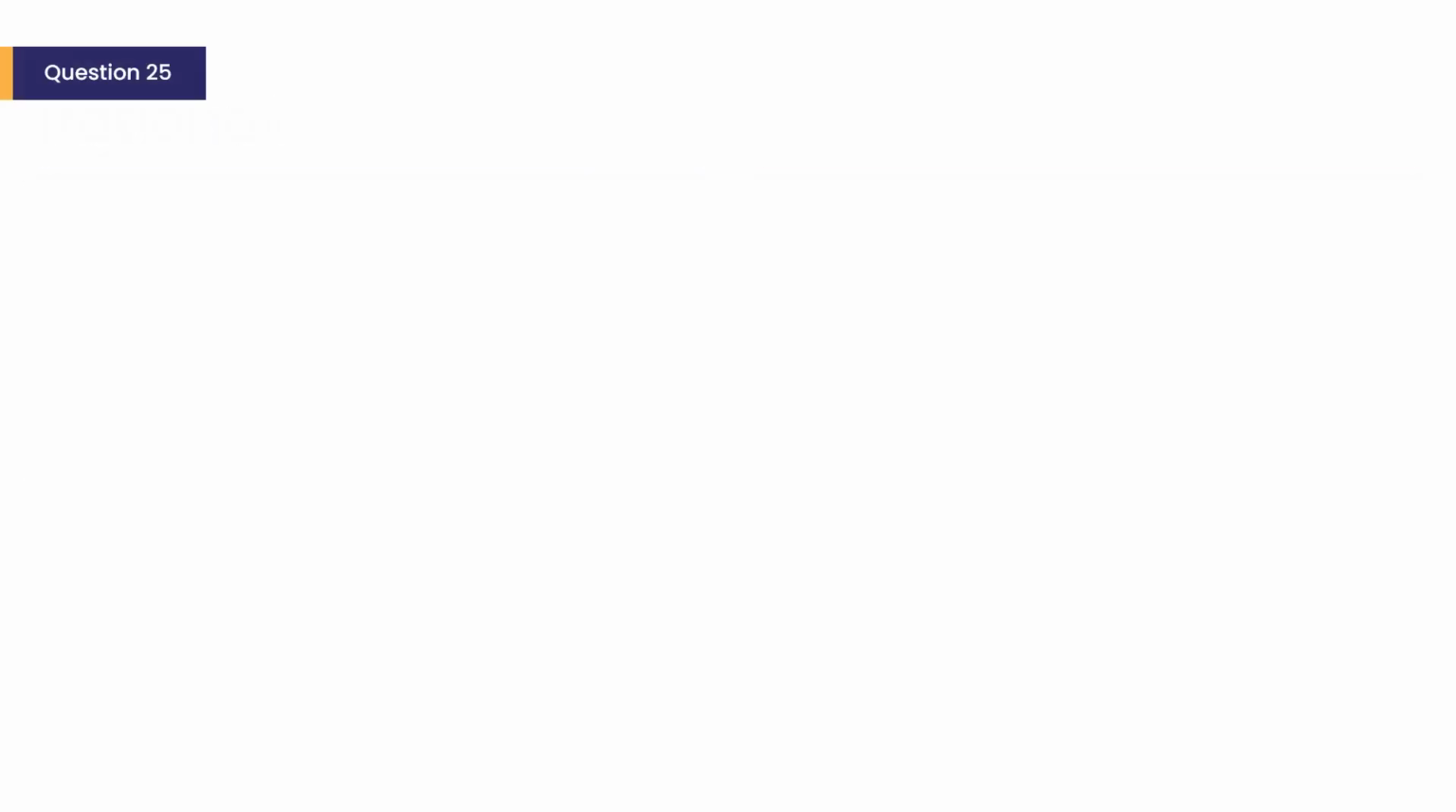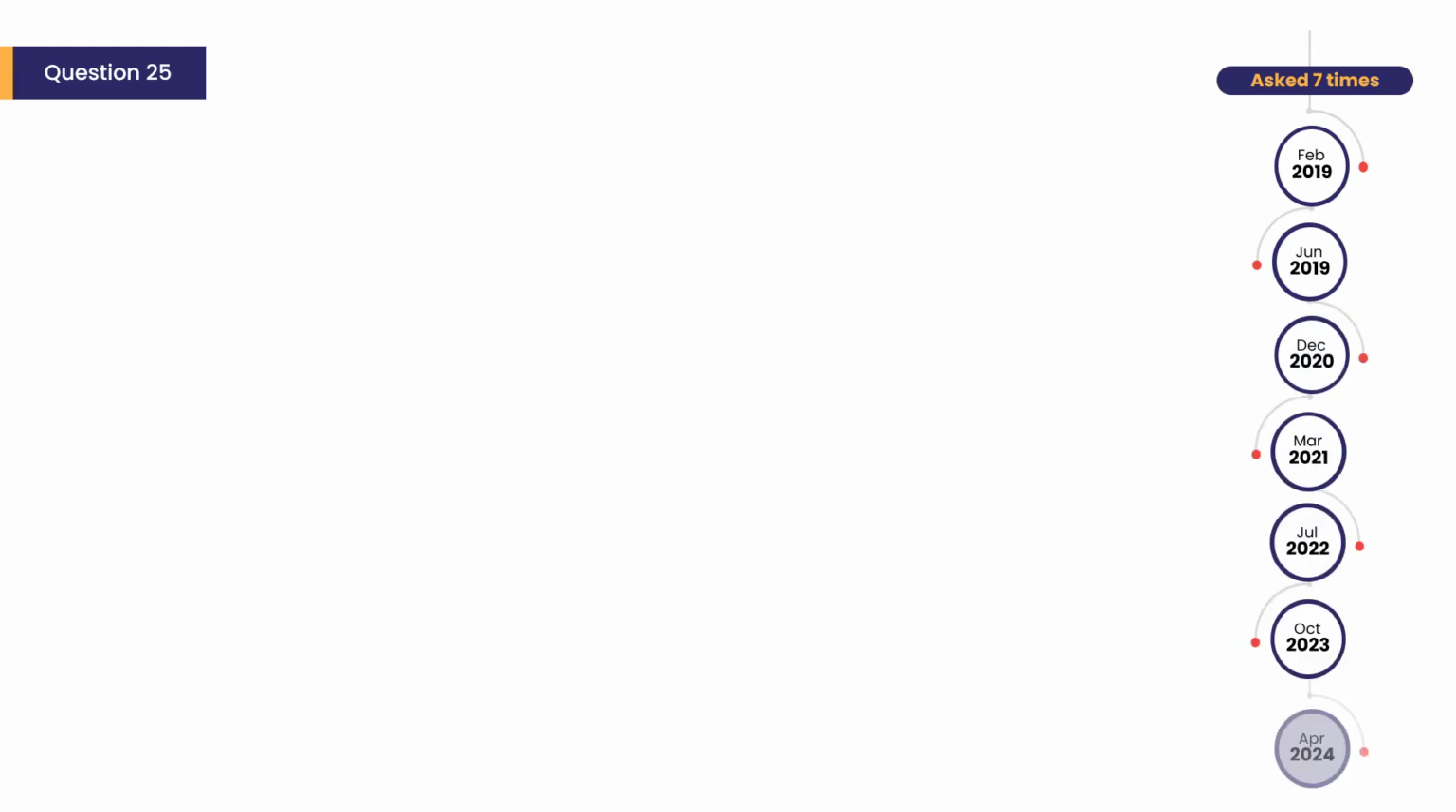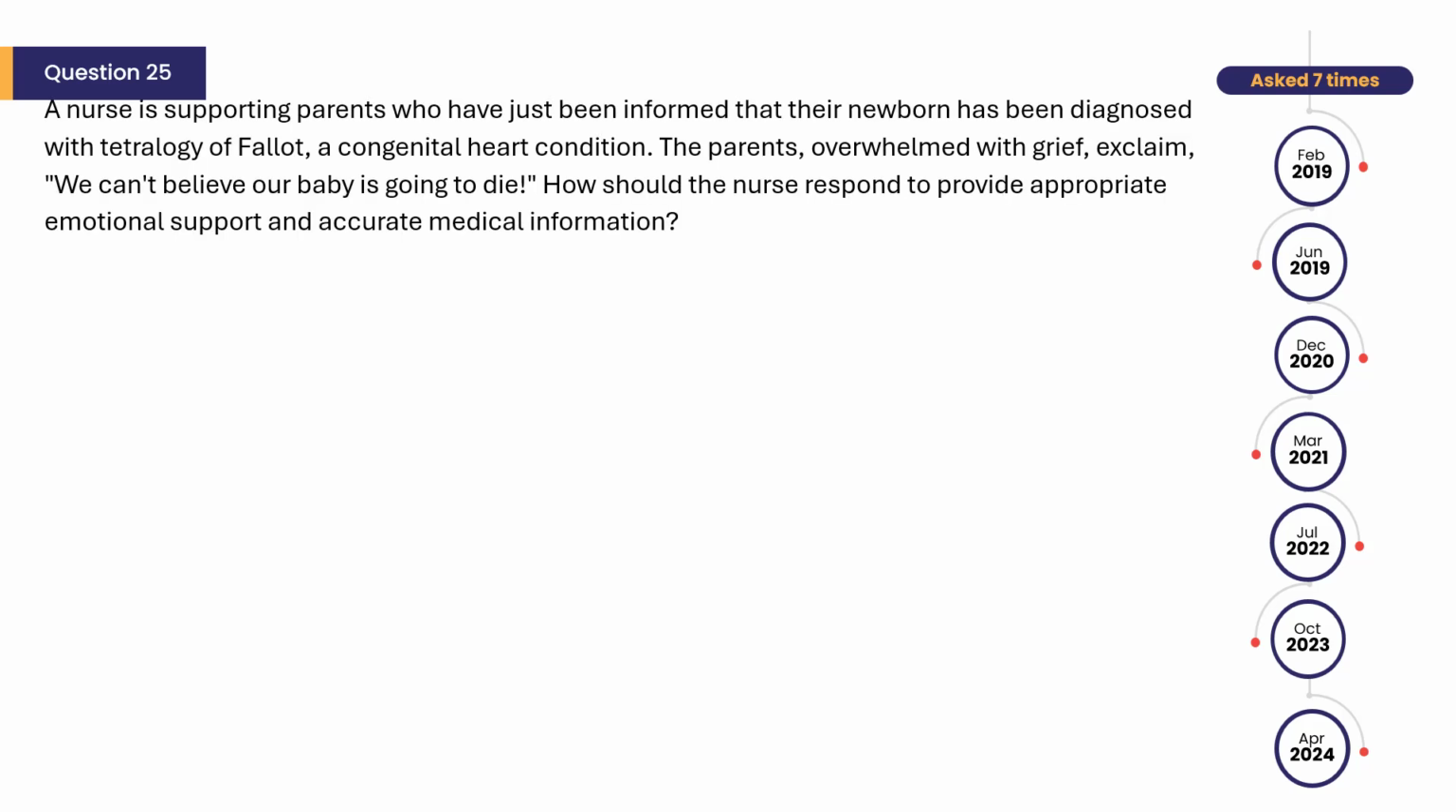Let's move on to the next question. This question related to congenital heart conditions has been asked 7 times in the last 5 years and is highly relevant for exam preparation due to its emotional and medical significance. A nurse is supporting parents who have just been informed that their newborn has been diagnosed with tetralogy of Fallot, a congenital heart condition. The parents, overwhelmed with grief, exclaim, "We can't believe our baby is going to die." How should the nurse respond to provide appropriate emotional support and accurate medical information?